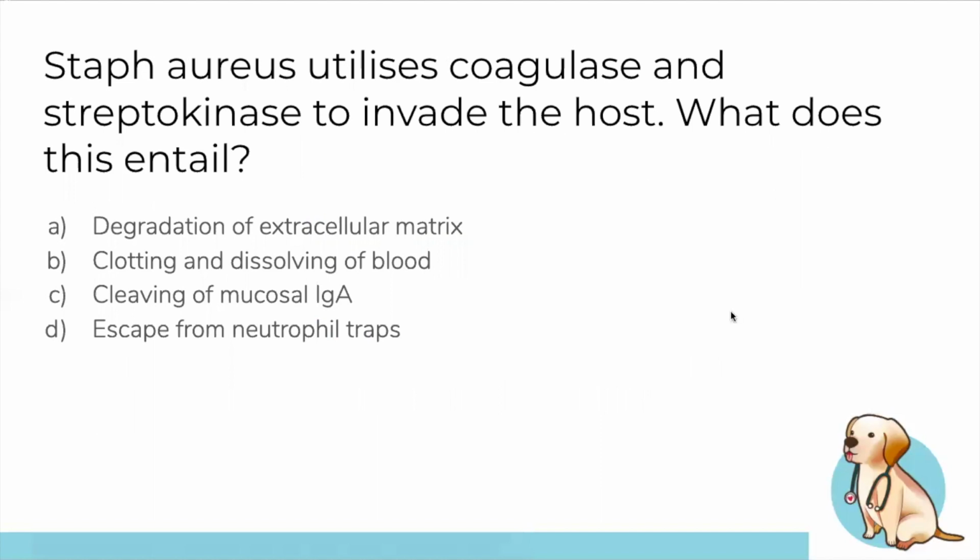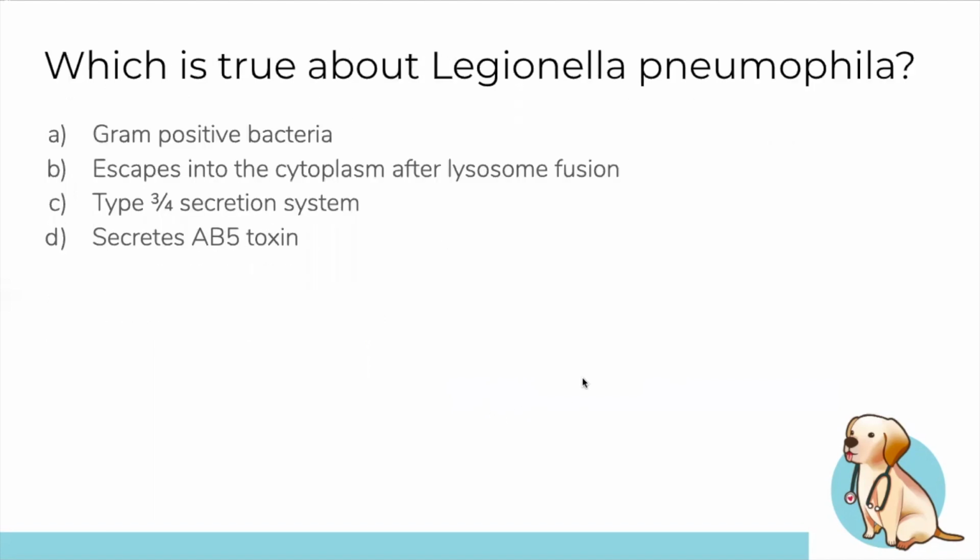Okay, so Staph aureus uses coagulase and streptokinase. What does this entail? Yep, cool, that's right. Clotting and dissolving of blood. I think this might have been one of our exam questions. Okay, and then what is true about Legionella? How does it work? Yep, so it's got that ability to punch a hole into the cell to secrete stuff into it.